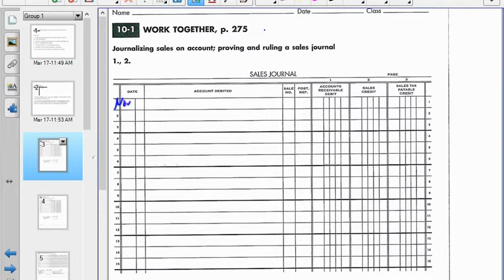Again, when? November 3rd. Who? Village Crafts. What is the proof that it happened? Sales invoice number 76. First number I'm going to get is my sale number of $540. Second number I'm going to get is my sales tax of $32.40. Third number is going to be my total amount owed, or my account receivable, of $572.40.